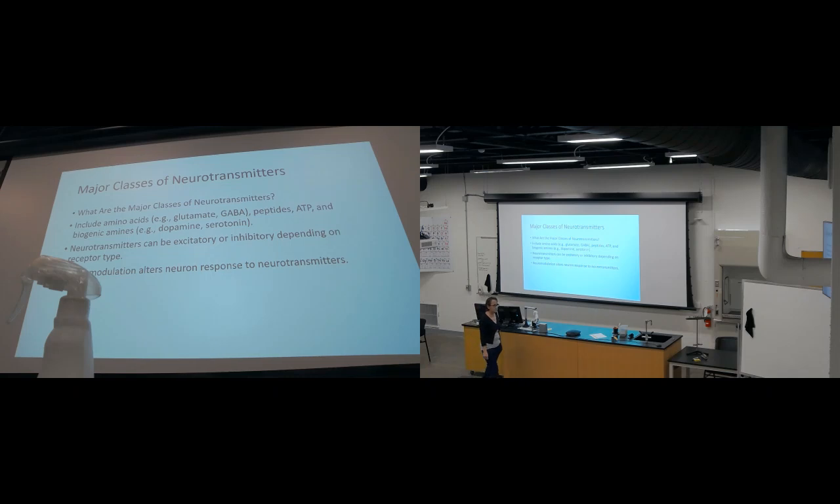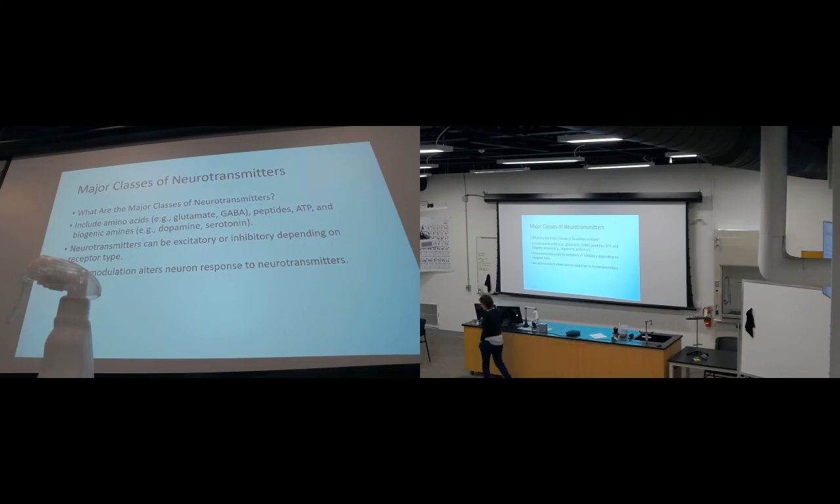Now, we have hundreds of neurotransmitters. They have different chemical structures, and then we can classify them based on that. So we have some that are amino acids, like glutamate or gamma aminobutyric acid. We have peptides. We have ATP, which itself, adenosine triphosphate, can be a neurotransmitter. And then we have biogenic amines like dopamine and serotonin.